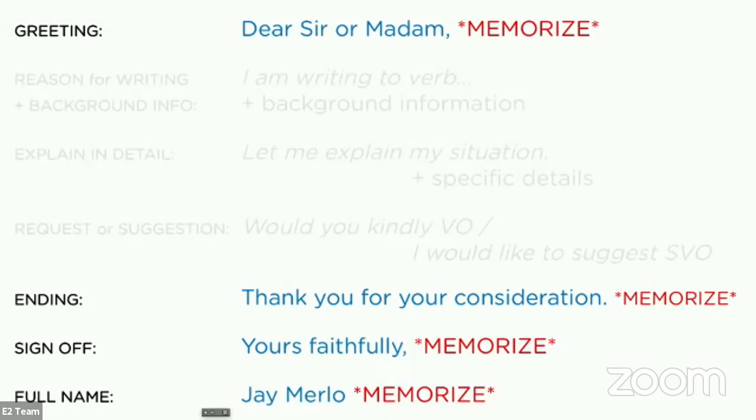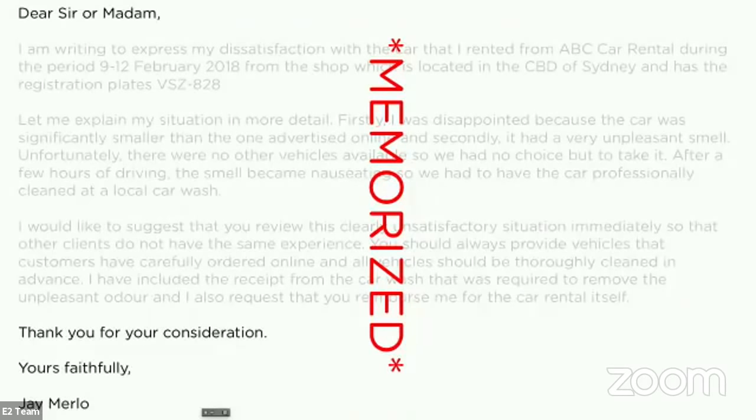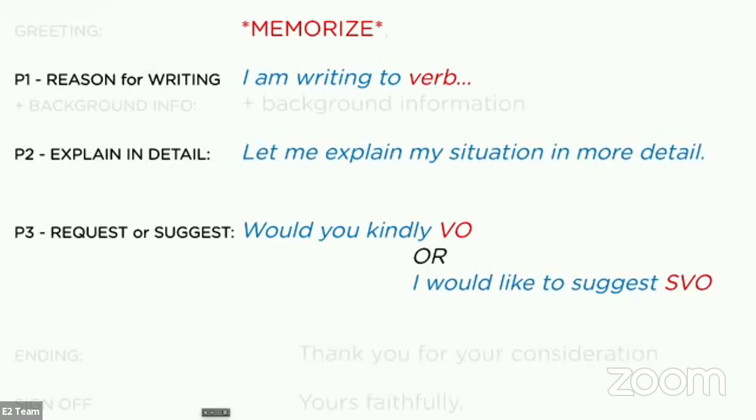You should memorize this. We're going to have the sign off, yours faithfully, because we're writing to someone whom we do not know. You should memorize this and obviously memorize your full name. So when we look at our letter, these parts of the letter are memorized. Now, there are some other phrases that we can memorize as well.